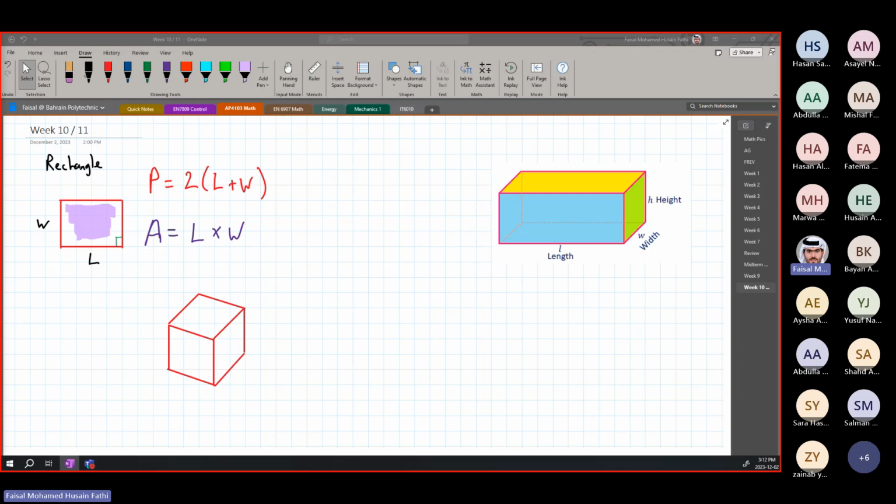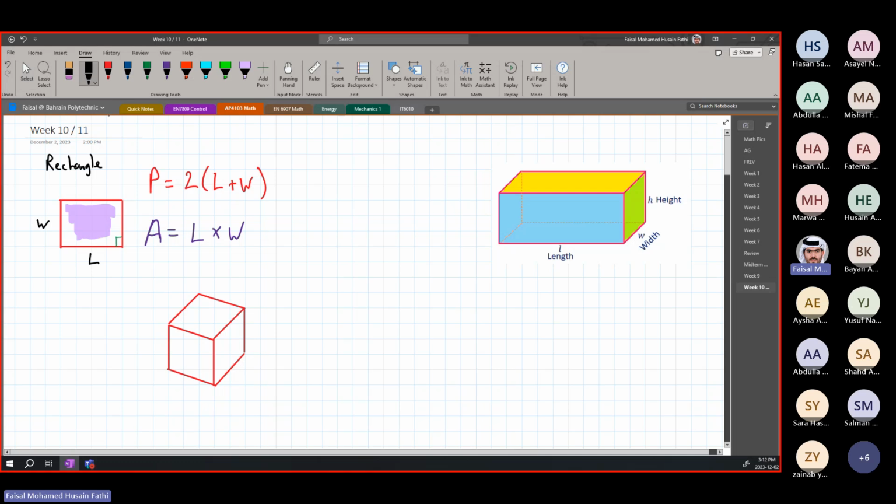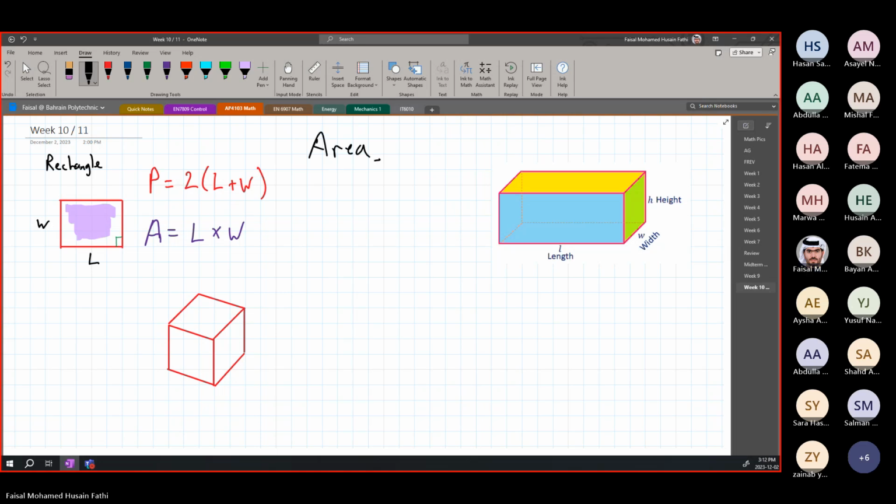So when we were talking about area, for example, for a rectangle, we're talking about a 2D shape. What does 2D mean? It means we have two components or two dimensions. So in this case, we only have the length and the width. Okay, so we only have two components or two axes, whichever you want to call them, which is the length and width. And we can find the area, which was length by width in this case.